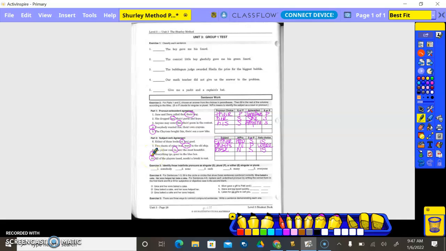Exercise 3. Identify these indefinite pronouns as singular, plural, or either singular or plural. Somebody. Singular. None. You could have none of some books. You could have none of one book. So it could be either.